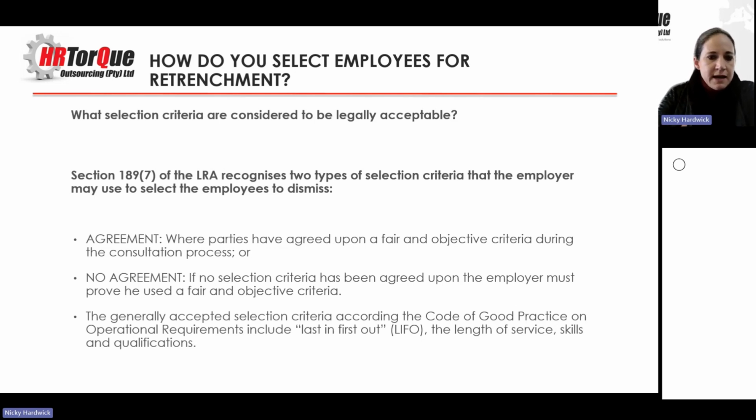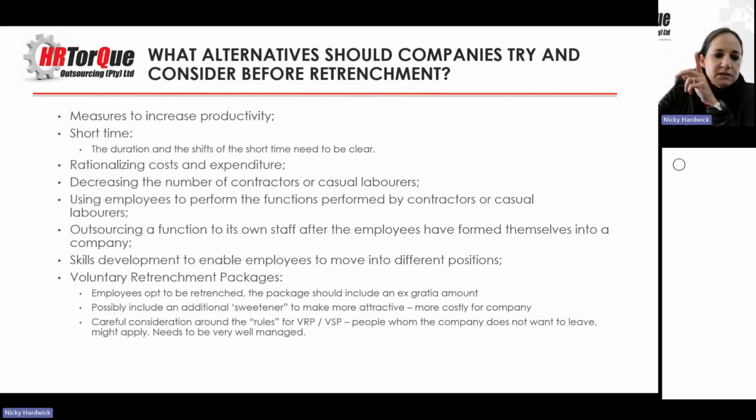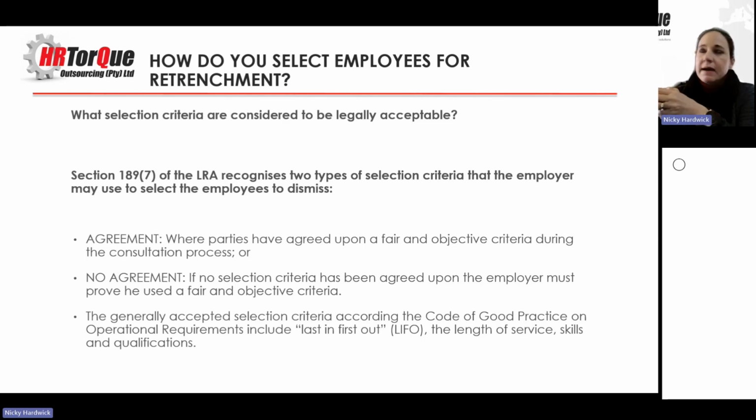So in terms of Section 189, we look at either we agree, so we work into a process with the parties that we discuss with, and we agree on the fair and objective criteria. We look at no agreement, and I give the criteria, and as I've said, the generally accepted ones are LIFO, length of service, skills and qualifications, and there's a number of other things that we could look at. So just going back to this slide, very often we will also have companies that will want to use, for example, previous warnings. We could also use performance as something that we could consider. Those, I would always caution an organization to use as one of the selection criteria if your process has not been good.